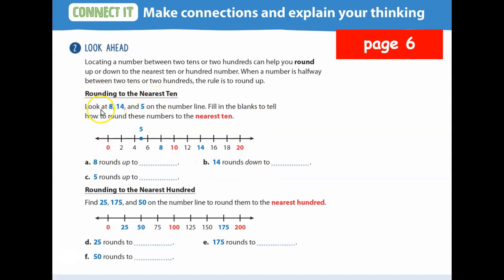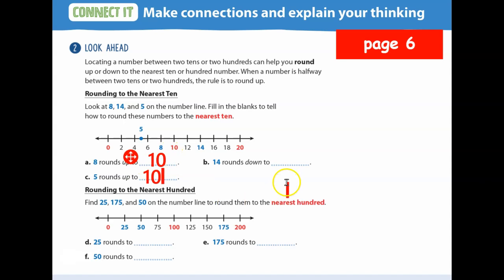Okay, round to the nearest tens. So look at 8, 14, and 5 on the number line. Fill in the blanks to tell how to round these numbers to the nearest 10. So here's 8 right here. Does it round up to 0 or 10? 10. 10 goes there. Okay. 5, does it round to 0 or 10? If it's right in the middle, do we round up or down? We round up. So 5 is actually going to be rounded to 10.